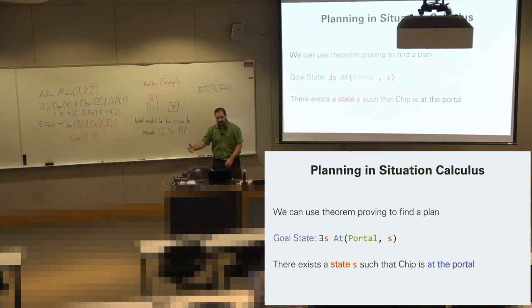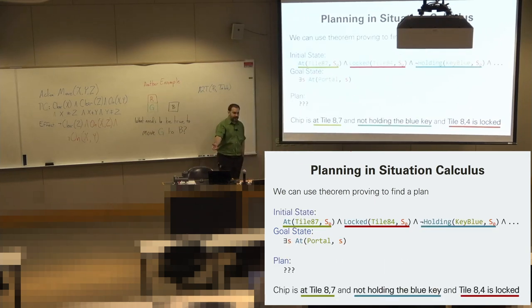It does a good job of it, but the implementation process and representing the knowledge is the difficult part. So, oh hey, for my chip to get to the portal, there needs to exist some state where chip's at the portal. What's that state? Well, maybe I have some initial state that I'm working off of. Chip is currently at tile 8-7, and tile 8-4 is locked, and I need the blue key. And there's probably more things going on there, I'm just trying to give you the example.